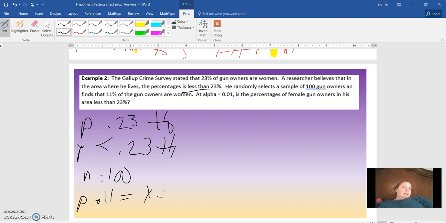There's a fly, and I'm not a good fly killer. Slow. All right, so 0.11 times 100 is 11.